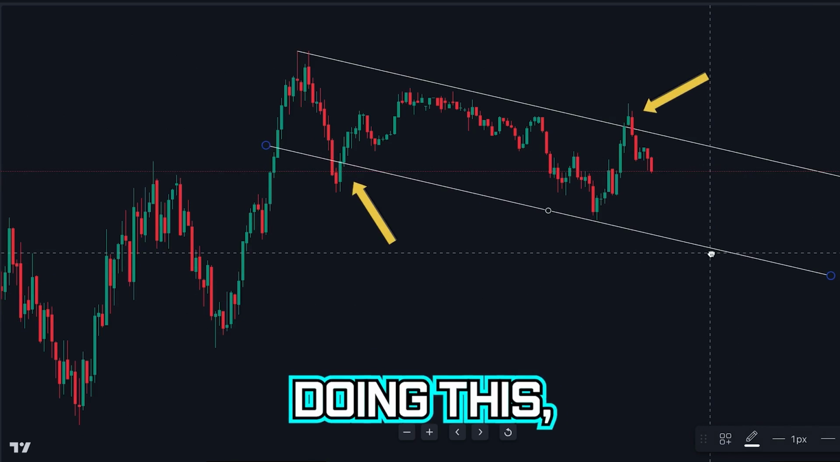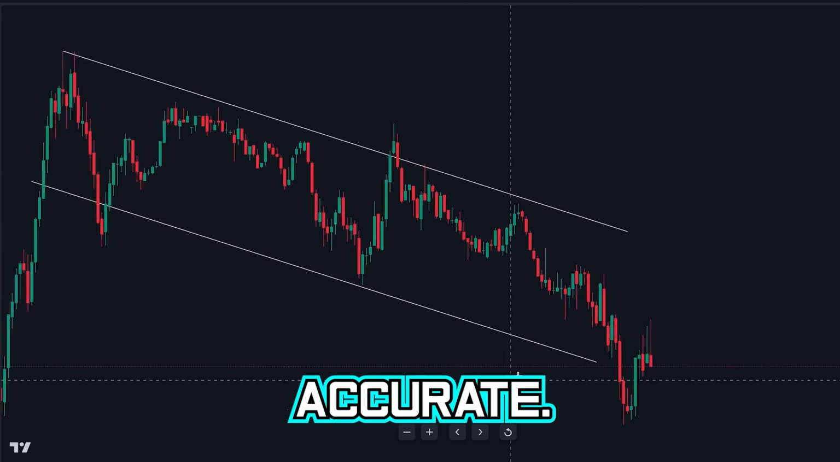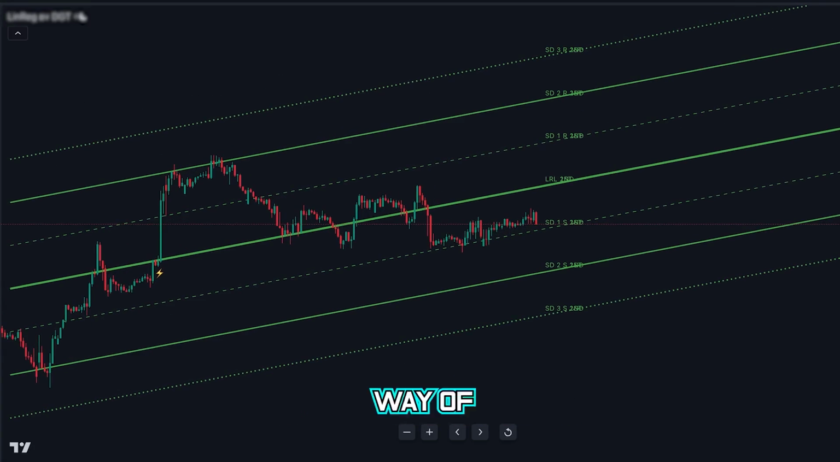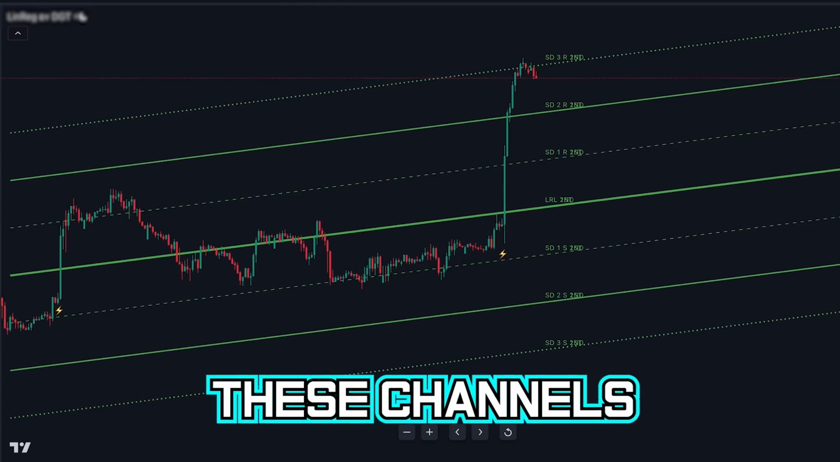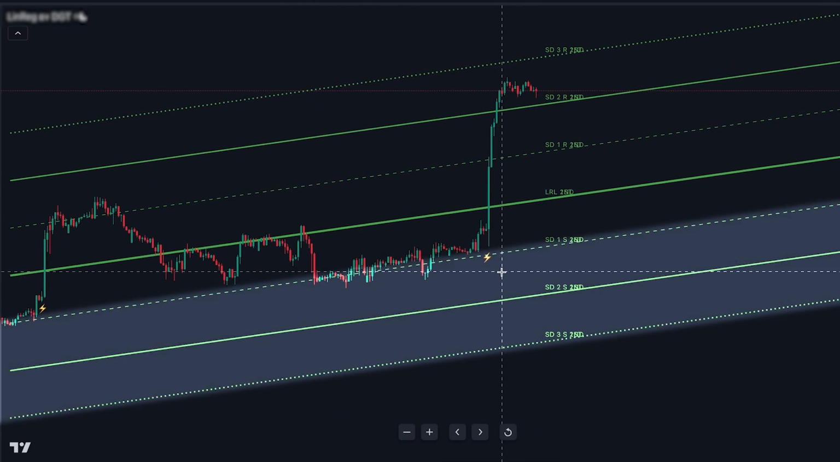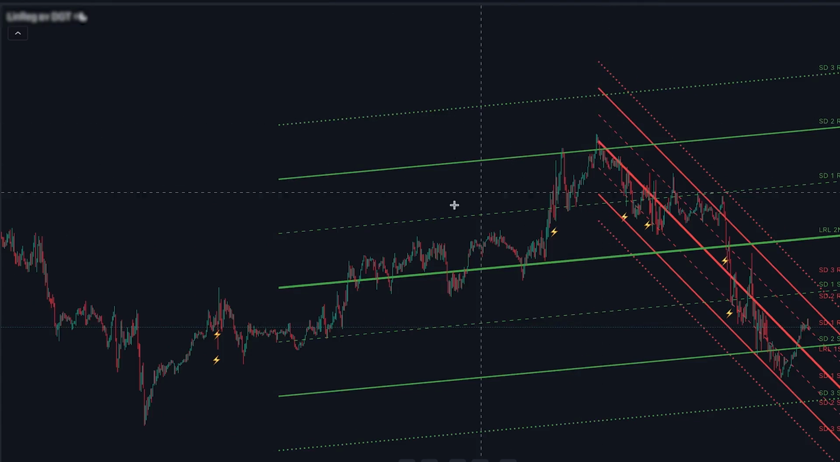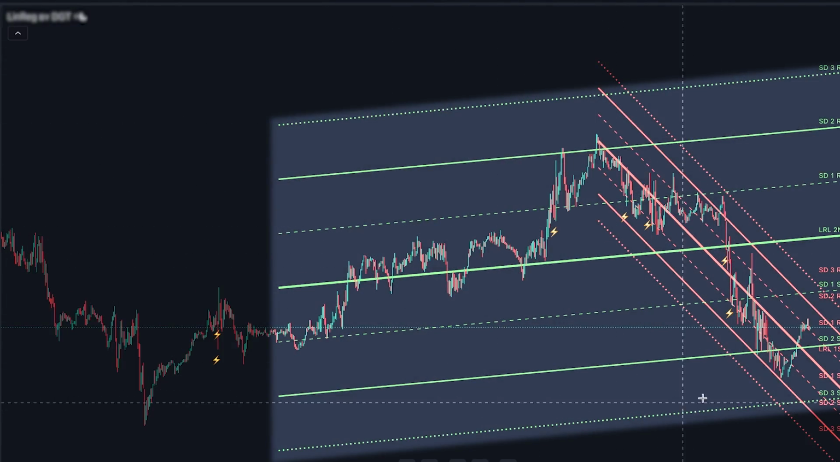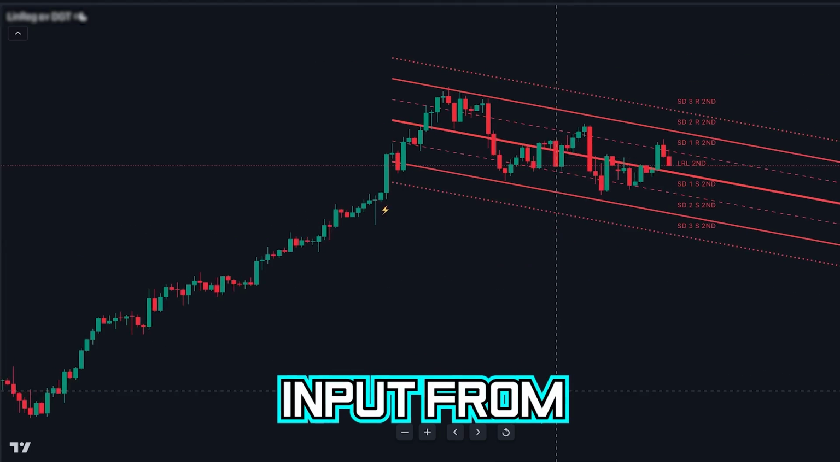But by manually doing this, traders often make mistakes and the levels are rarely accurate. However, there is a far easier way of doing this that not many know about. This tool automatically draws these channels for you. It will provide 6 different standard deviations with varying significance. It will identify a separate channel from a higher time frame. The channels will also update in real time with zero input from the user.